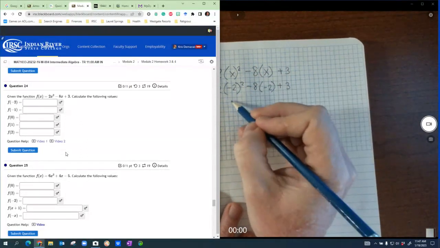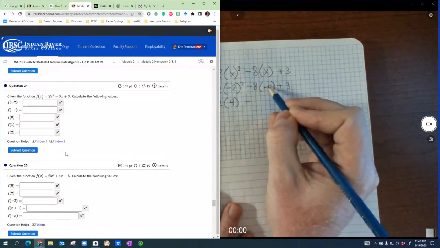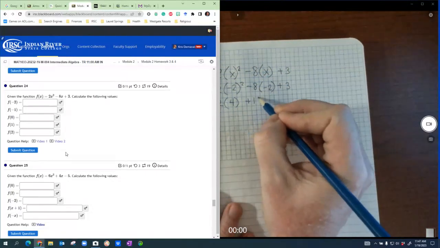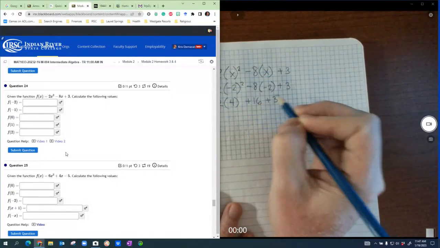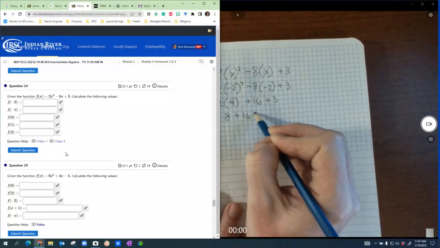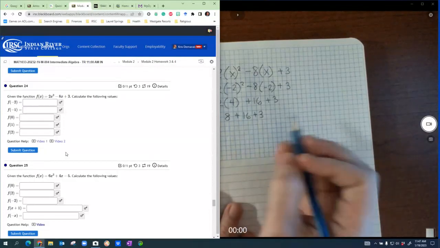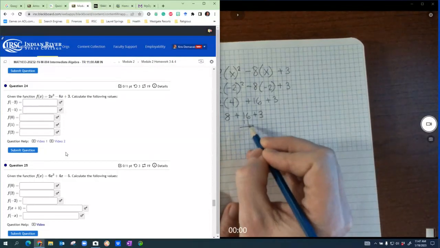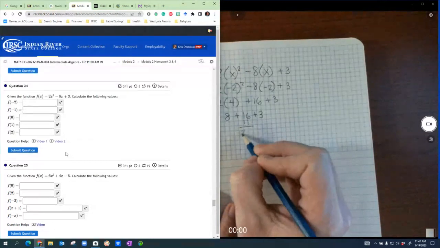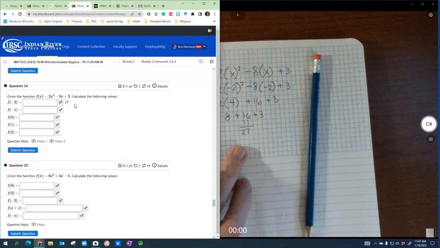So when I do this, this is going to be 4 times 2, and then -8 times -2 is +16. And then I'm going to go ahead and get 8 plus 16 plus 3. And then this is going to give me 8 plus 3 is 11. 11 plus 16 is going to be 27. So our answer is 27. All right, and let's take a look at it. There's our output. All right.